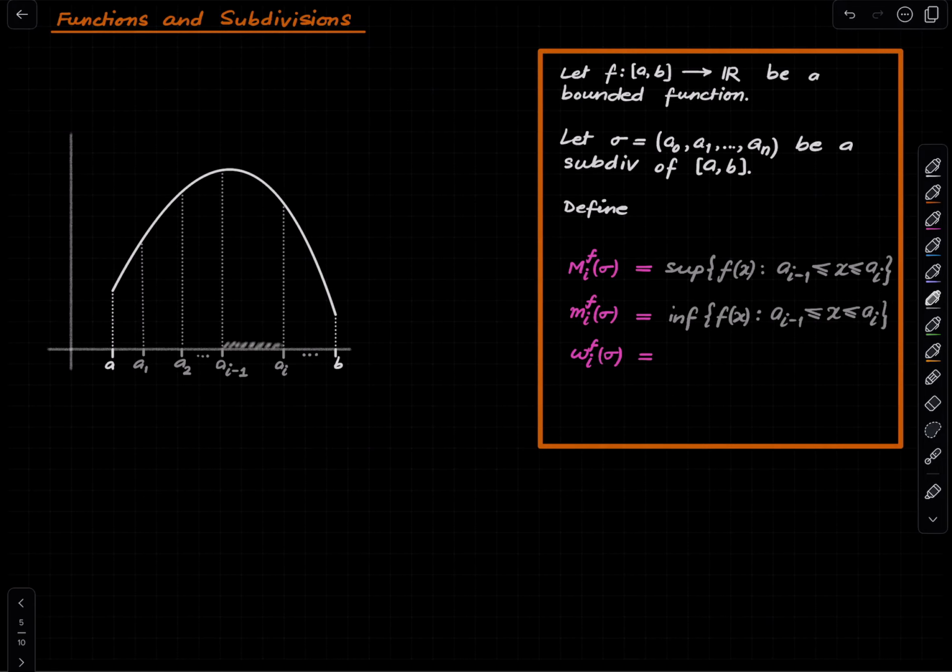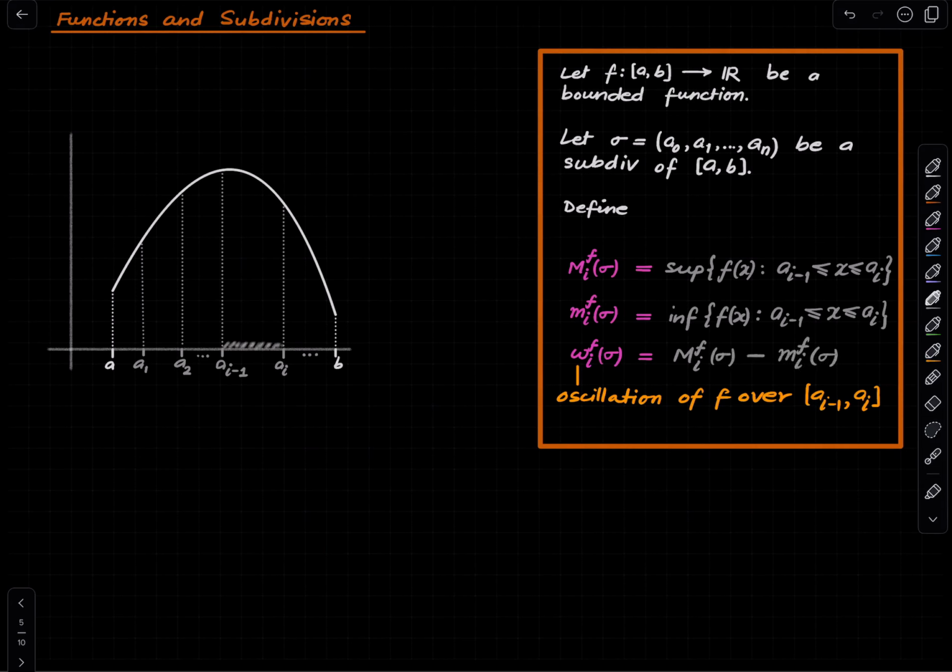Okay, but what about this thing that we have written here? It is an omega with a subscript i. So it is the oscillation, the name that we give to it is oscillation. Oscillation of f over the ith part. And what is its definition? It's the difference of the above two quantities.